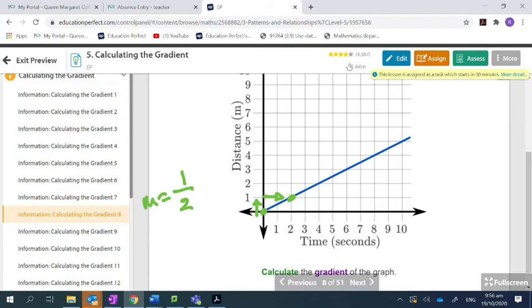Just get in the habit of it. They're not going to ask you for it in your homework. They just want the number. But I want you to get familiar with that notation. We reserve the letter M for gradient or slope.